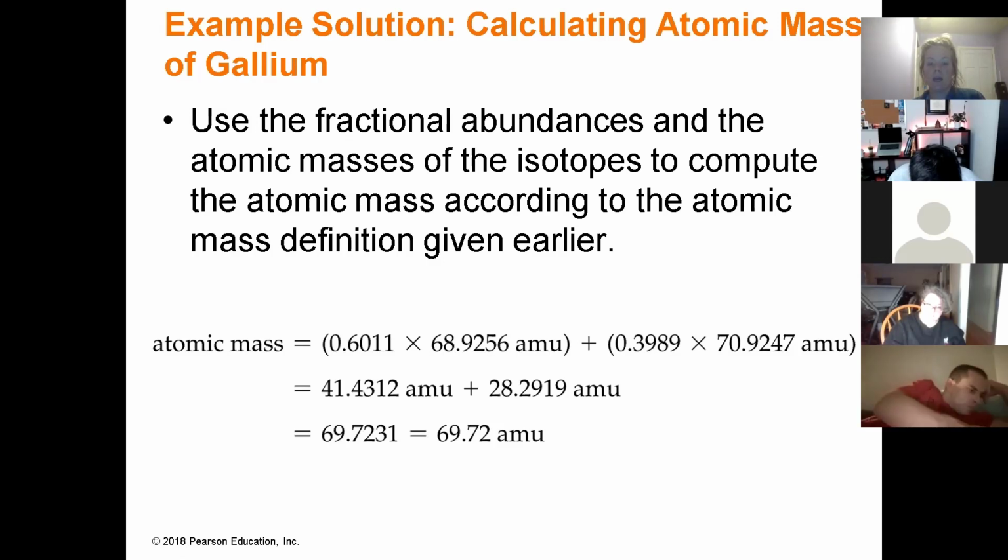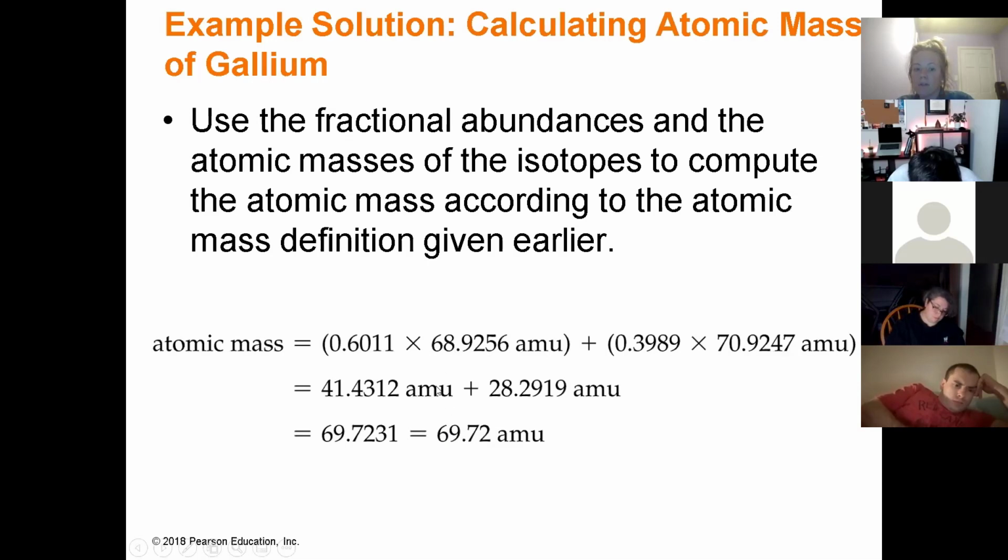In this case, we end up with a final value of 69.72 AMU. Round to 2 decimal places, 4 sig figs, because this had only 4 significant figures. Does this number fall between the 2 original values? Yeah, it was 69 and 71, and we're at 69.7. So it falls between, so it makes sense.